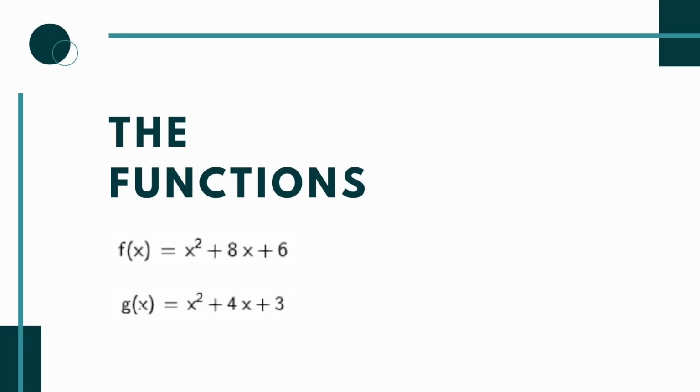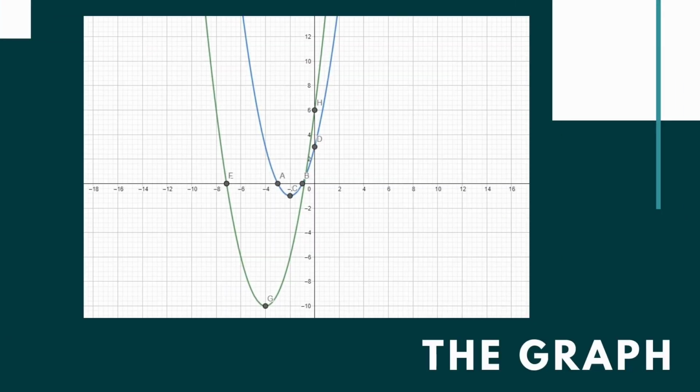Moving on, the two functions I chose to use are f of x is equal to x squared plus 8x plus 6 and g of x is equal to x squared plus 4x plus 3. Here, you can see the graph I created using GeoGebra. The green represents f of x and the blue represents g of x. It is curving upwards because x squared in both functions is positive.